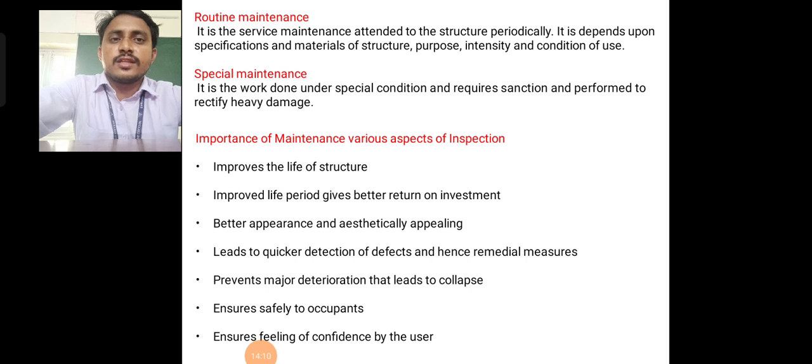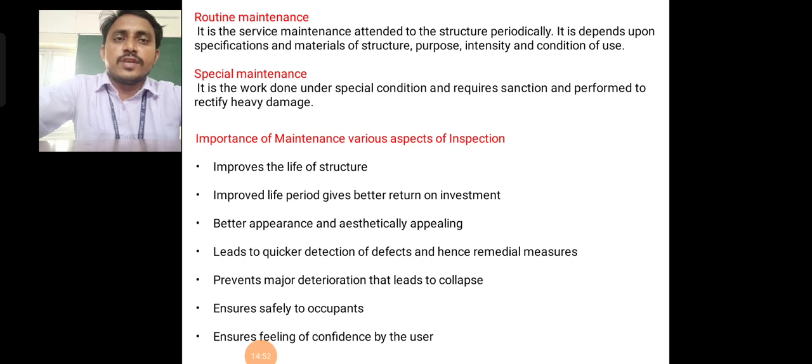When we maintain properly, there is always a better appearance, aesthetically appealing, and it leads to quicker detection of defects and remedial measures. So we have remedial measures, and by using those remedial measures we can easily detect whatever damages are in the structures and prevent major deterioration that leads to collapse. We already know that if any major damage is there, it leads to collapse of the structure or the building. So we need to prevent major deterioration or major damages beforehand.